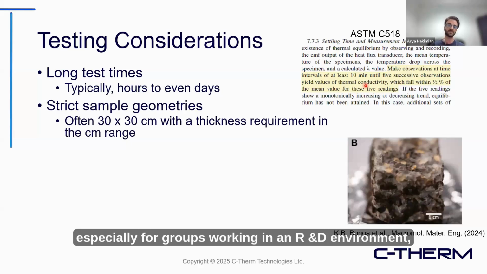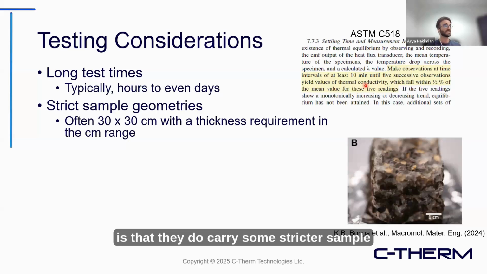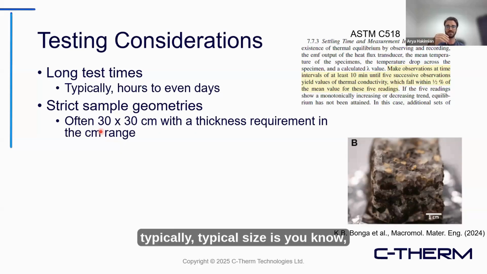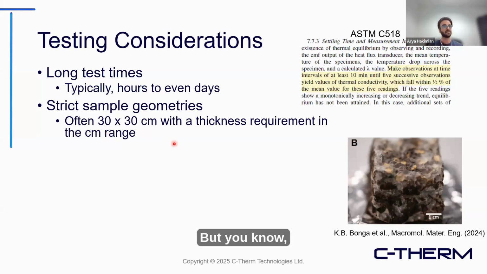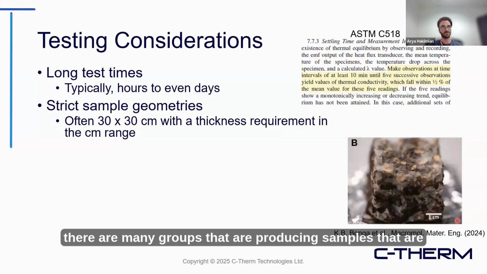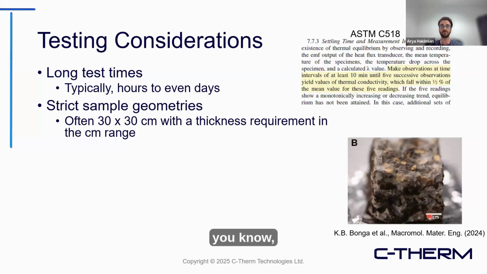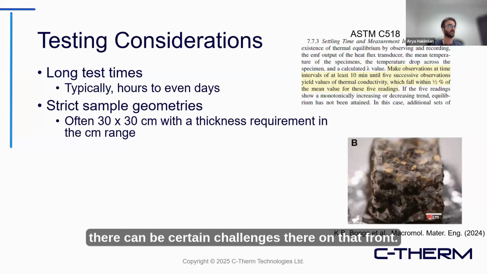One of the other big ones, especially for groups working in an R&D environment, is that they do carry some stricter sample geometries, in the sense that with your dual-sided plate design, typical sizes are 30 by 30 centimeters, or about a foot by a foot. The thickness typically ranges in the centimeter range. But there are many groups that are producing samples that are very small, especially in early R&D stages where you're not able to produce at the volume or the size that is typically used for these more traditional methods. There can be certain challenges there on that front.